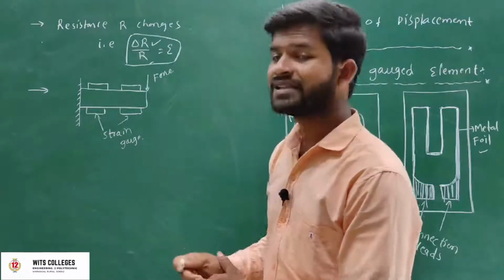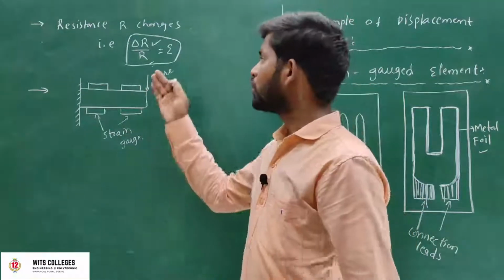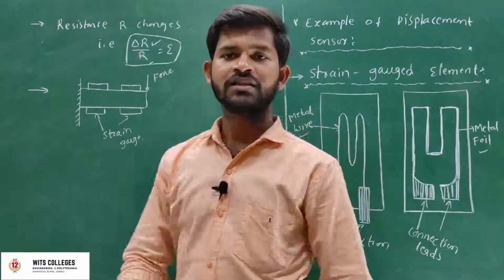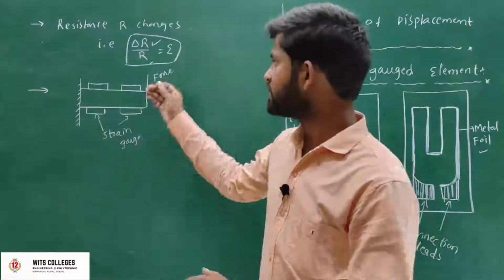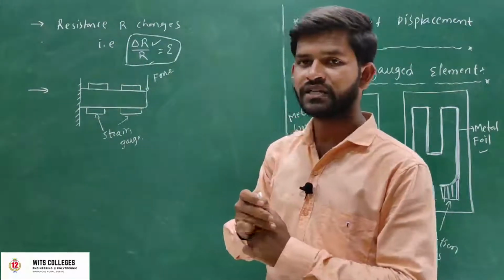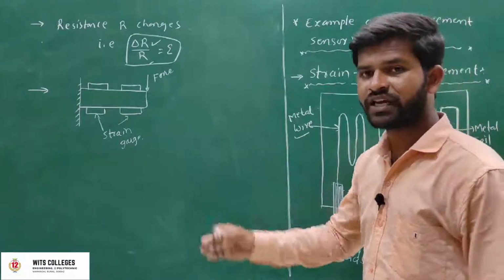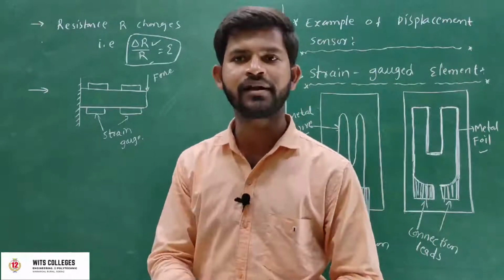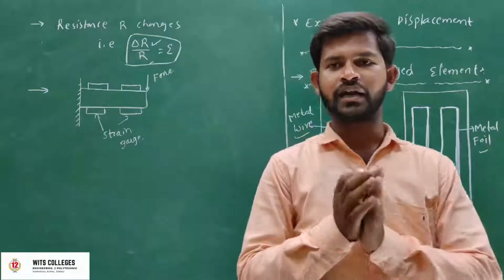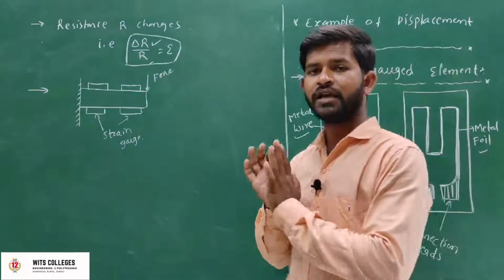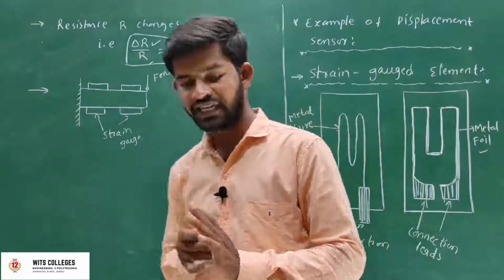Strain is the ratio of change in resistance to the original resistance. Then the resistance changes. A strain gauge is a measurement of the change in length of the element to which the strain gauge is attached.